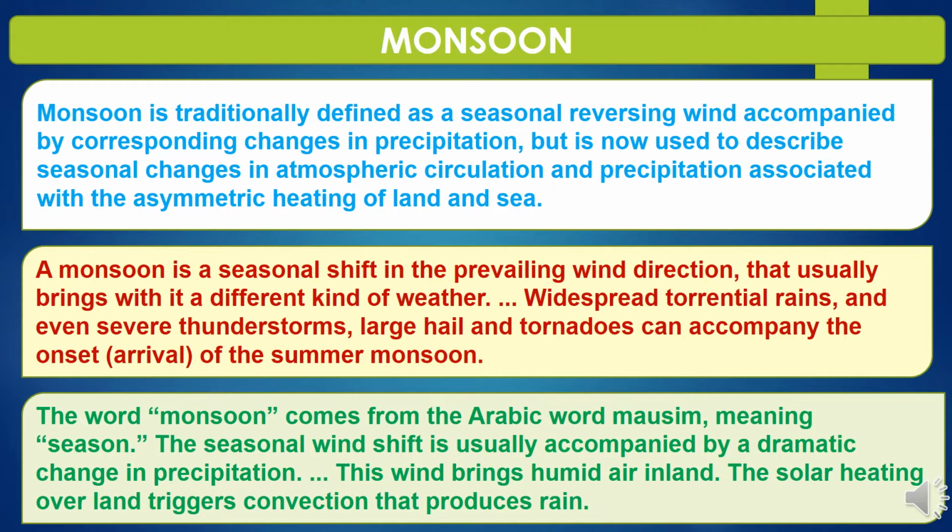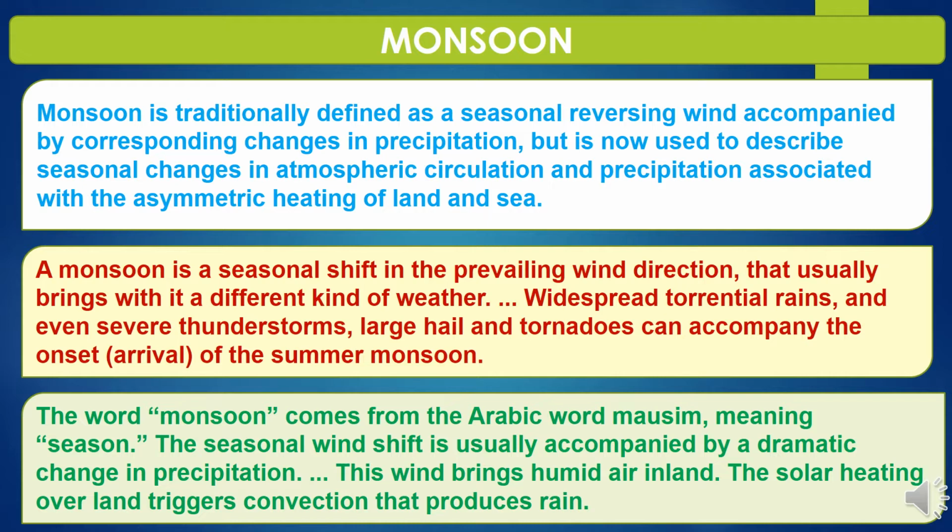A monsoon is a seasonal shift in the prevailing wind direction that usually brings with it a different kind of weather: widespread torrential rains, and even severe thunderstorms, large hail, and tornadoes, which can accompany the onset, meaning arrival, of summer monsoon. The word monsoon comes from the Arabic word mausim, meaning season.